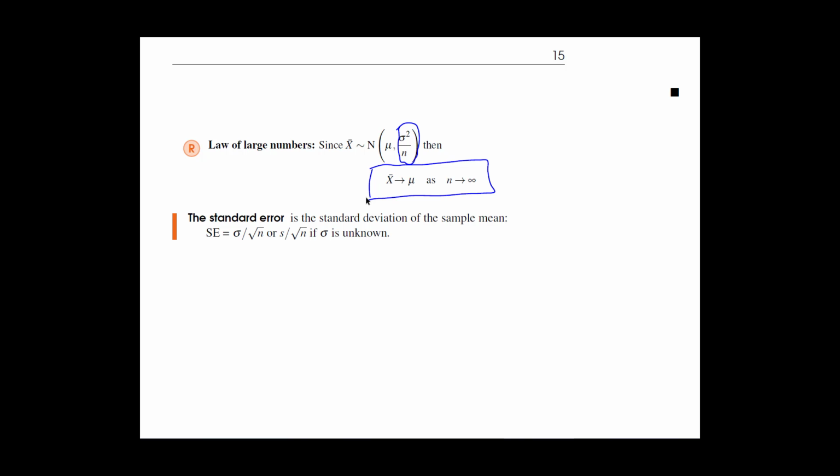Then let's define standard error. When you say standard error, it's simply the standard deviation of the sample mean. That's really what it is. So it's going to be sigma divided by square root of n, if you know sigma, which you never do. So typically the notion of standard error is going to be s divided by square root of n.